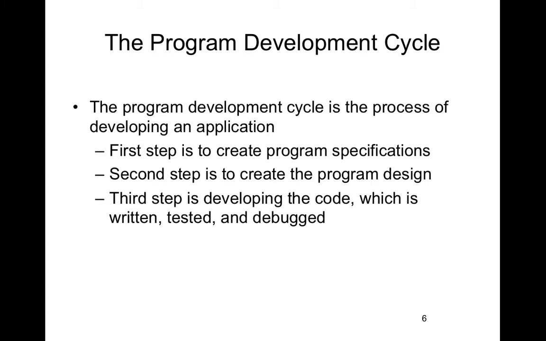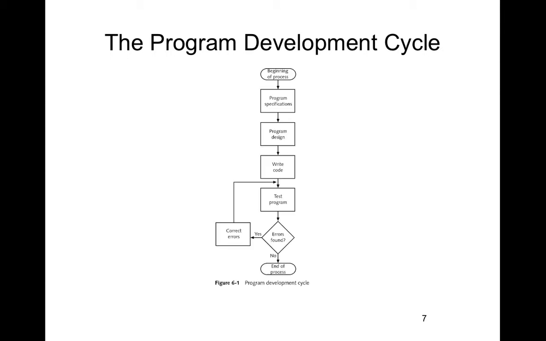The third step is developing the code, which is written, tested, and debugged. Yes, it is written, tested, and debugged, just like regular programs are. So here's your program development lifecycle if you don't actually know what I'm talking about. The beginning of the process is at the top: program specifications, program design, writing the code, testing the code, going through a series of iterative steps to get the script perfected. And then finally, the script just sits on your Unix server.